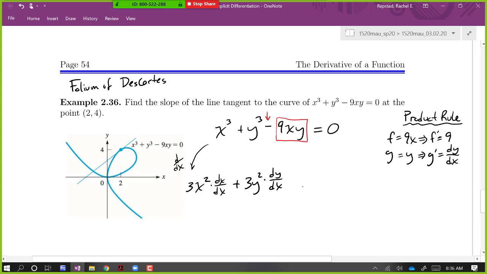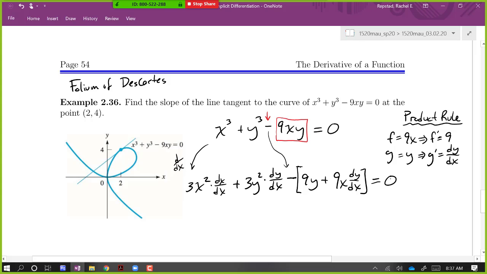And so now we're at the product rule. And keep in mind, we saw this as subtracting that product. So I'm going to just pull down the minus sign here. And then the product rule, I'm going to put in a set of brackets. So g times f prime is just 9y plus f times g prime is 9x dy/dx. Right, and then this is all equal to 0.